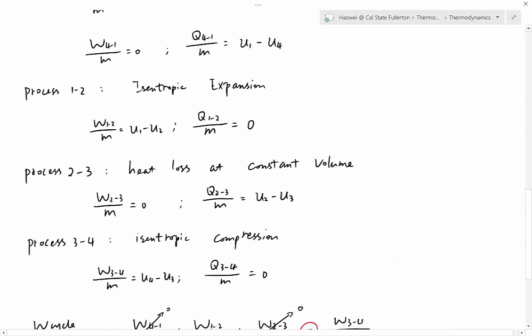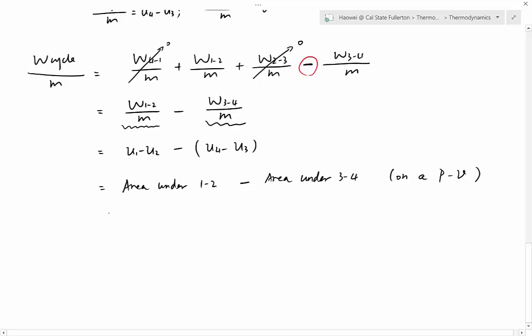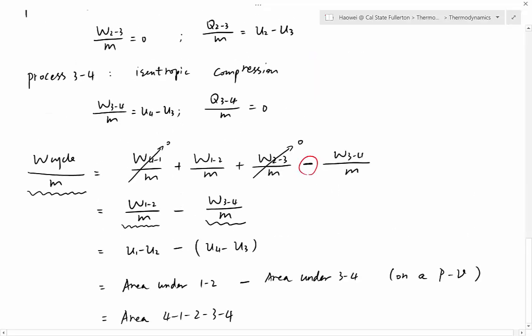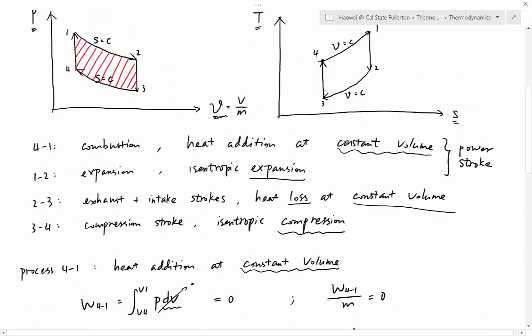So what does the area of the enclosure actually tell you? The area of the enclosure is actually equal to W cycle per unit mass. This is what it says. Okay, all right. So we can make a note here.